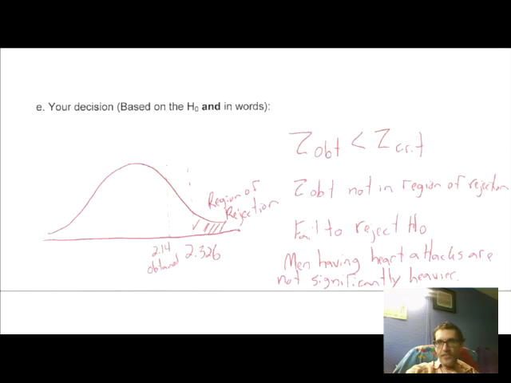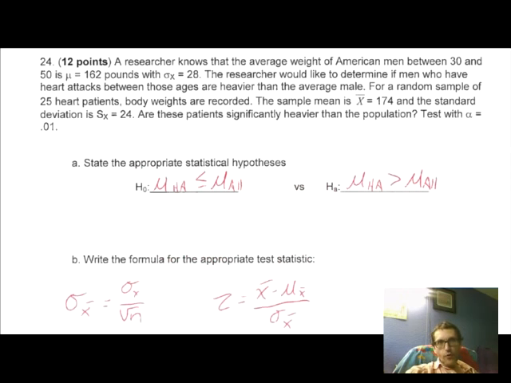Now, I want to point out one thing on this problem because it's there for you. In this one, there's a little bit of a sneaky trick. You see down towards the bottom, it says body weights recorded, sample mean of 174 with a standard deviation of 24. And in the z-test, you do not need that 24. There's no need for it. There's no use for it. It's interesting information. It's lovely, but there's no place to put it in the z-test.